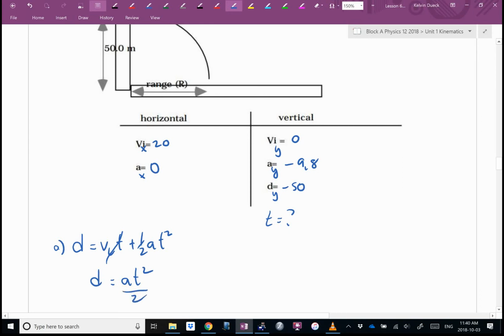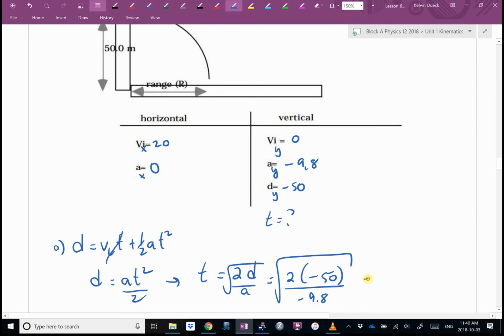Drew, how would I get the T by itself? What would I do with that 2? What would I do with the A? What would I do with the squared? Are we having a little deja vu movement? Did I plan that? Oh, yes, I did. So you're telling me time is going to be 2 times D over A square root, which is going to be 2 times negative 50 over negative 9.8 square root.